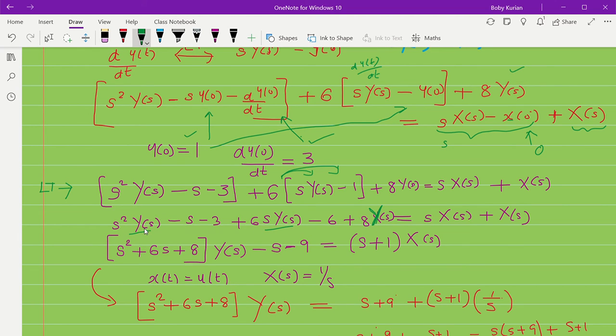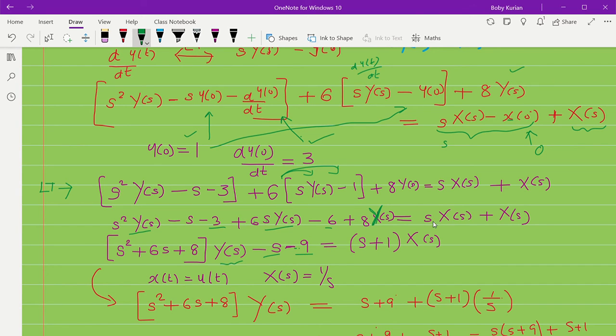So s square y of s plus 6s into y of s plus 8y of s. So y of s, when the y of s is taken outside, that is s square plus 6s plus 8 into y of s. So what remains there? Minus s, minus 3 minus 6, that is equal to minus s minus 9.